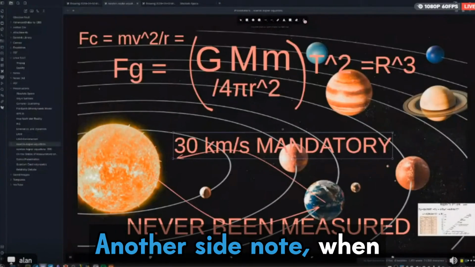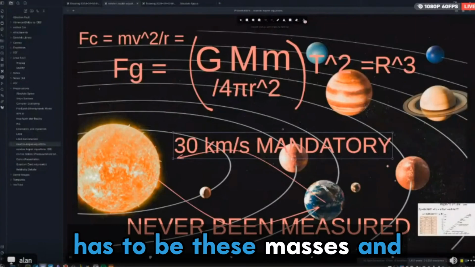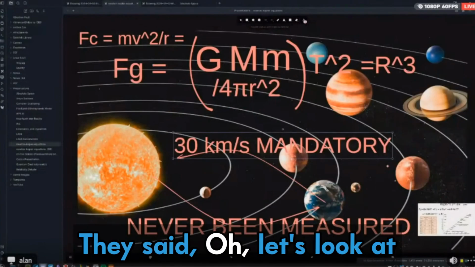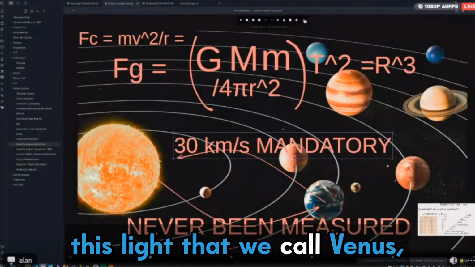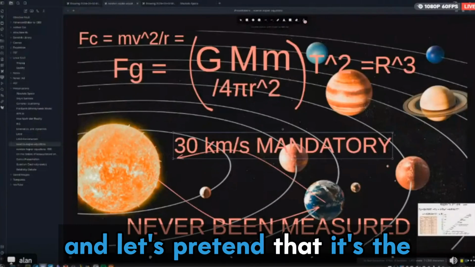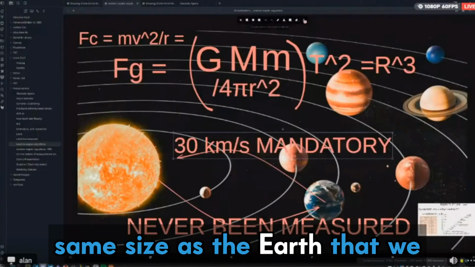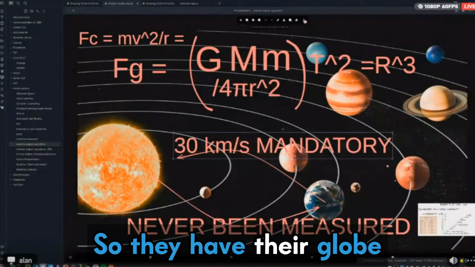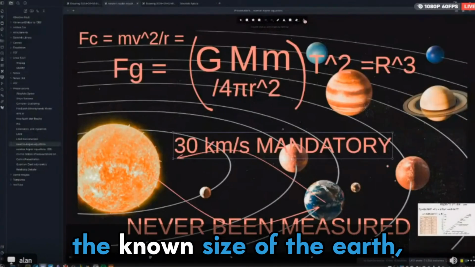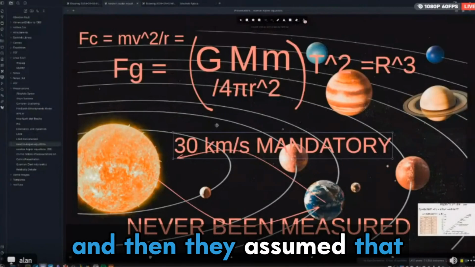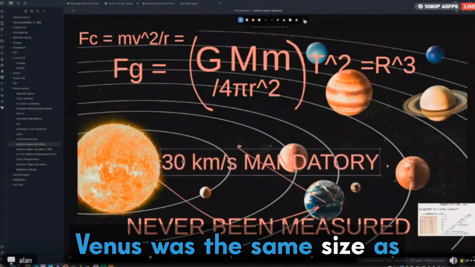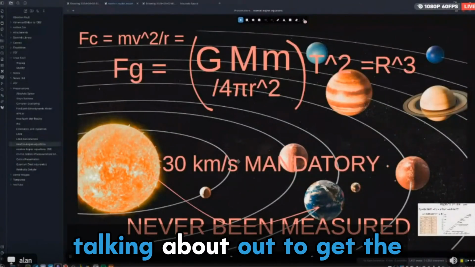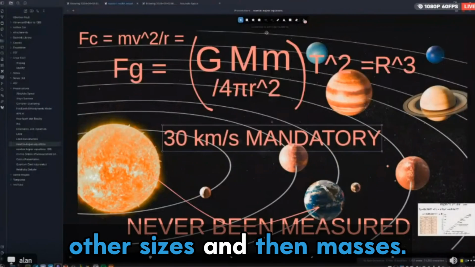Another side note, when you said they act like it has to be these masses and all this stuff, because really they just picked the ratios. How did they start that? They said, oh, let's look at this light that we call Venus, and let's pretend that it's the same size as the Earth that we pretend we know the size of. So they have their globe model, they think they have the known size of the Earth, and then they assumed that the light in the sky called Venus was the same size as it, and then they extrapolated all those ratios he was just talking about out to get the other sizes and then masses.